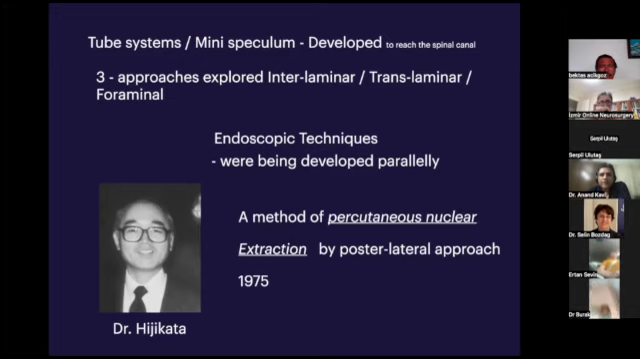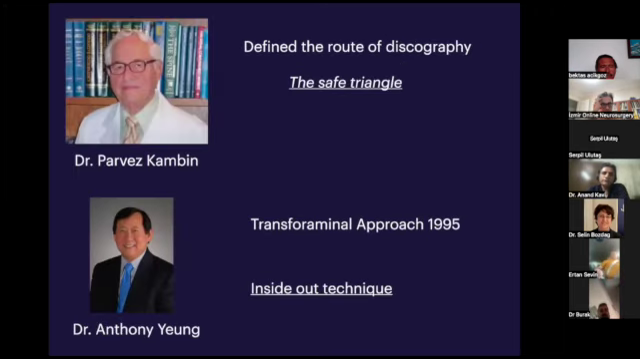At the same time, endoscopic techniques were also being developed, and a method of percutaneous nuclear extraction, the posterolateral approach, was evolved in 1975 by Dr. Hijikata in Japan. Later on, Dr. Parvez Kambin defined the safe route for discography, that is the safe triangle of Kambin, that is the foraminal area between the two routes, that is the exiting and the traversing routes.